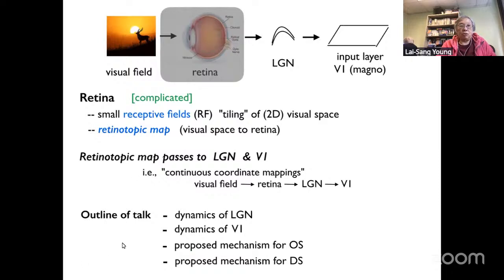So what I'm going to do is skip over the retina in this talk. I'm going to go directly from the visual field to LGN and to V1, and I will first talk about the dynamics of LGN, followed by the dynamics of V1. After that, I will go to a proposed mechanism that will explain why we see edges in here but not in here, and a proposed mechanism for direction selectivity.